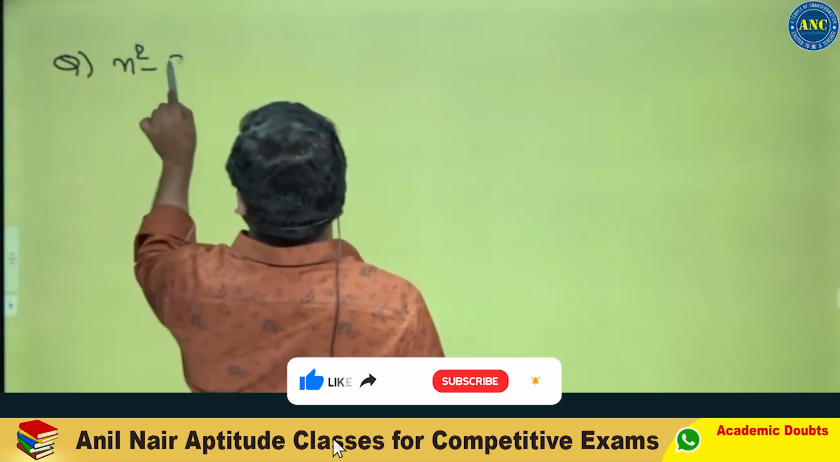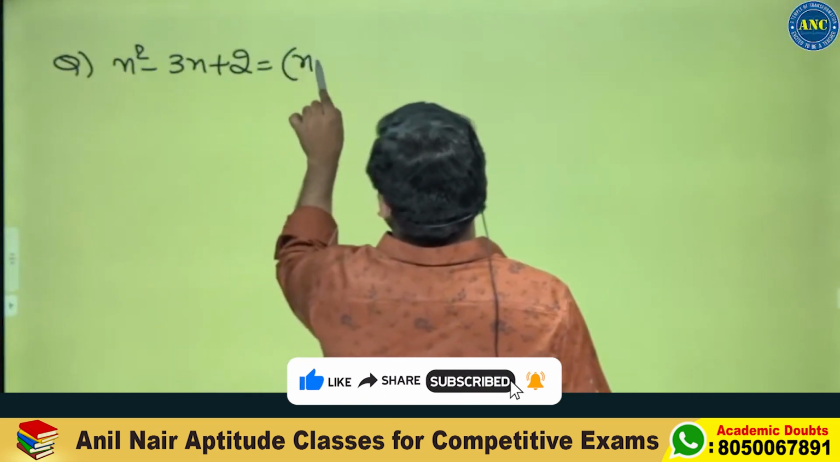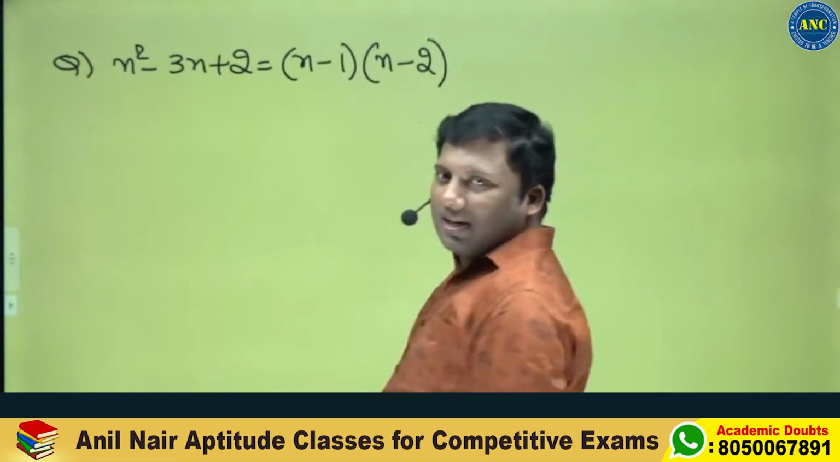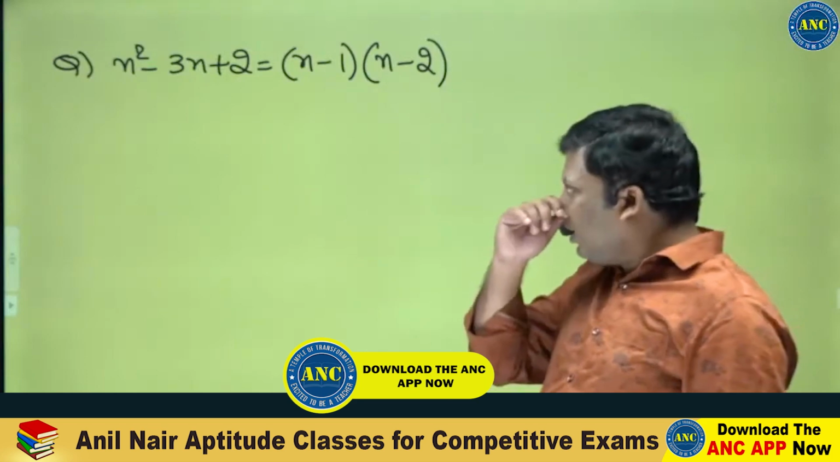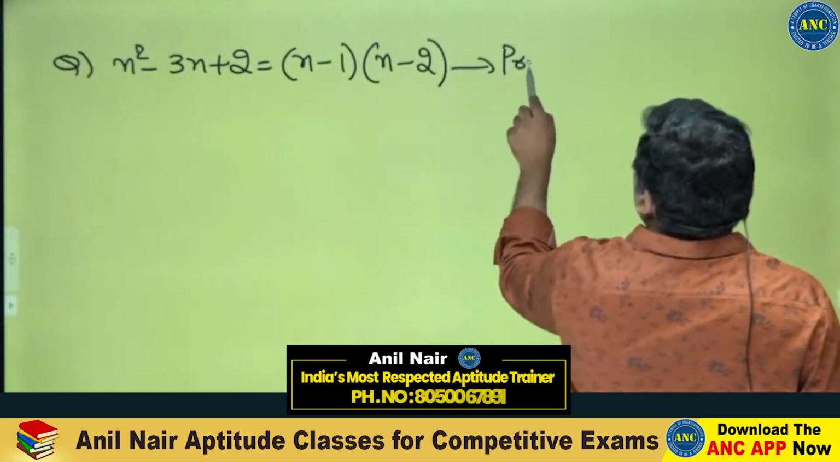n square minus 3n plus 2. So this is given by n minus 1 into n minus 2. This is a prime number.